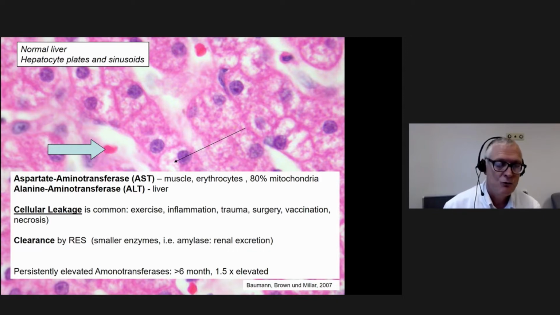We talk about the origin, but we should never forget the clearance of these enzymes from the bloodstream. Very few enzymes like amylase are cleared by the kidneys. The majority is cleared by the reticuloendothelial system. And this is something that can cause inhibition there, which may cause increased levels. Persistently elevated aminotransferases, we generally talk about them in cases of elevation over 6 months and more than 1.5 times elevated above the norm.